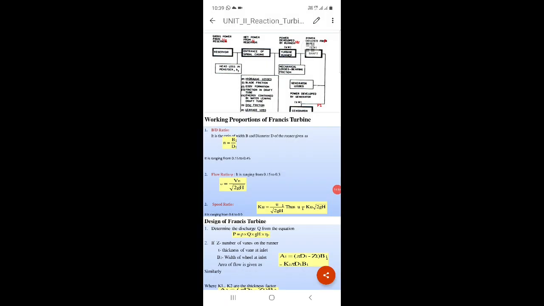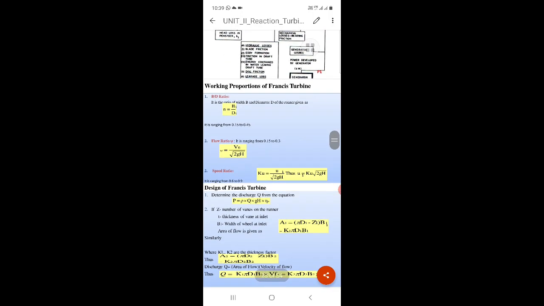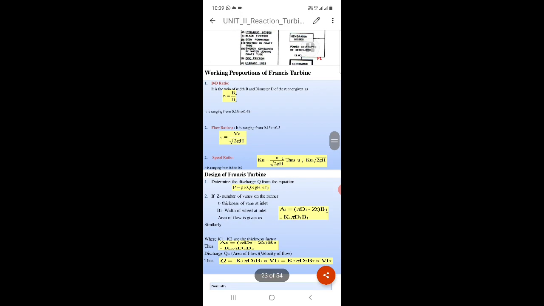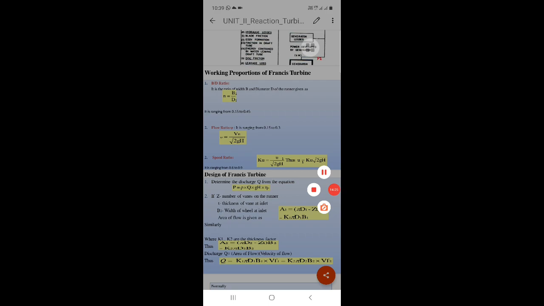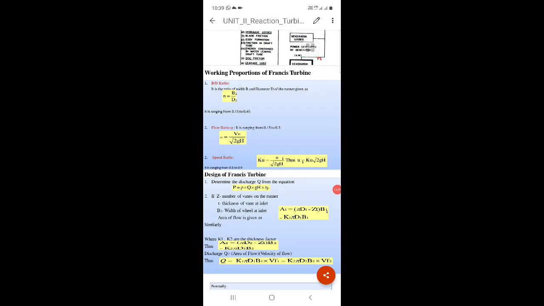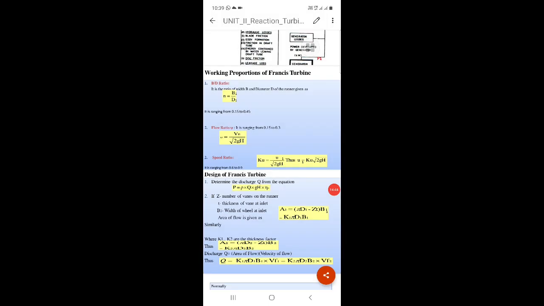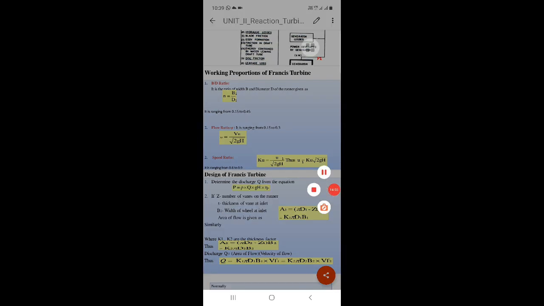In the design of the Francis turbine, we determine the discharge, rho g Q H, which is already known from chapter number 3. Next is the area A1 equal to pi D1 minus Z T times B1, where Z is the number of vanes, T is the thickness of vanes, B1 is the width of vanes, and A is the area, where K1 and K2 are the thickness factors. Then A2 is pi D2 B2 with K2 applied. So Q is equal to pi D1 B1 VF1, which is equal to pi D2 B2 VF2. In this way we calculate for the Francis turbine.